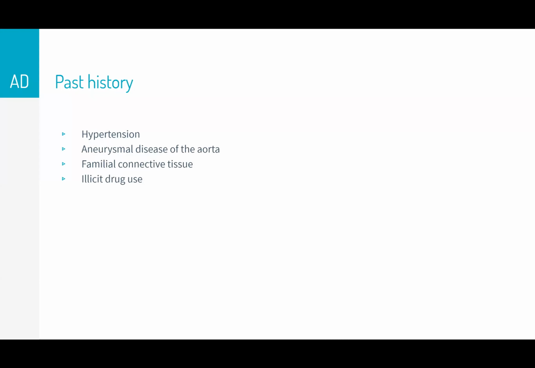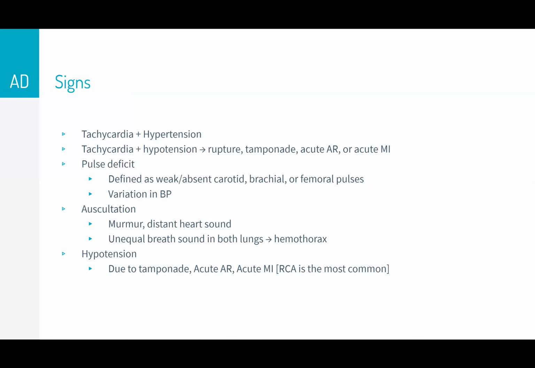In the past history, usually patients report hypertension as a comorbidity. Some patients could have an aneurysmal disease of the aorta. Also, there is a family history of familial connective tissue disorders or dissections or aneurysms. Also, the history of illicit drug use, like patients who use cocaine and amphetamine with a drug overdose. They could have a severe spike in blood pressure and get an aortic dissection.